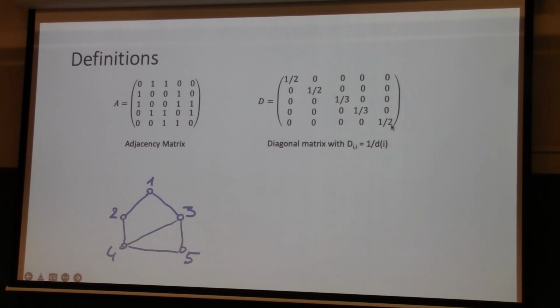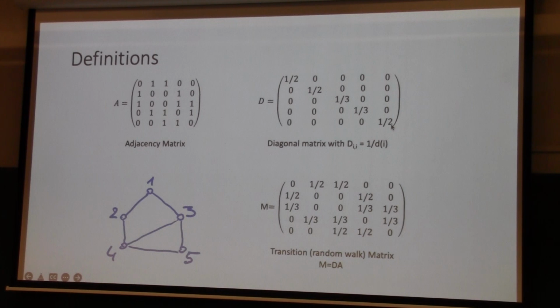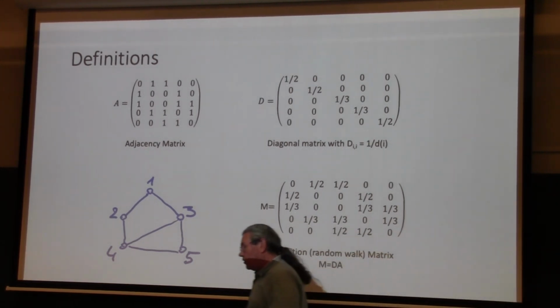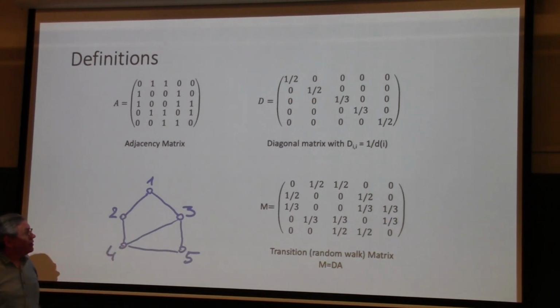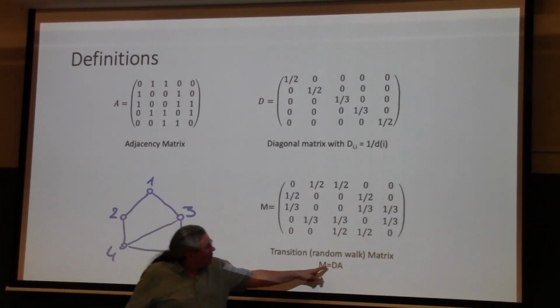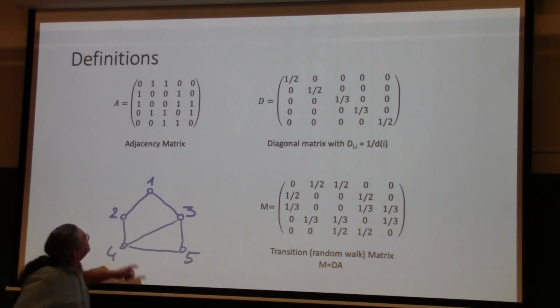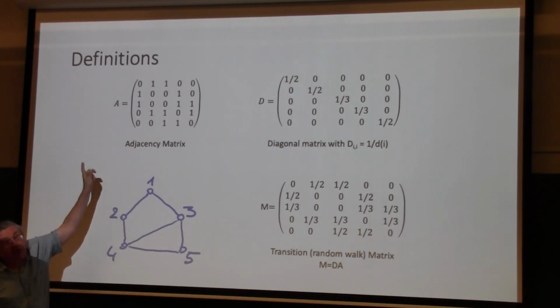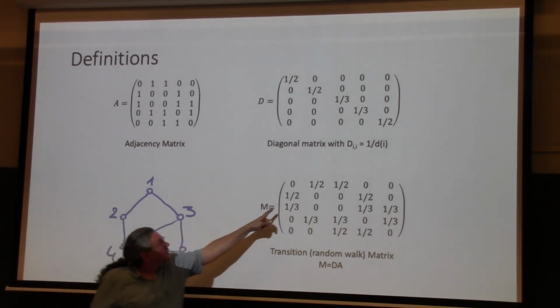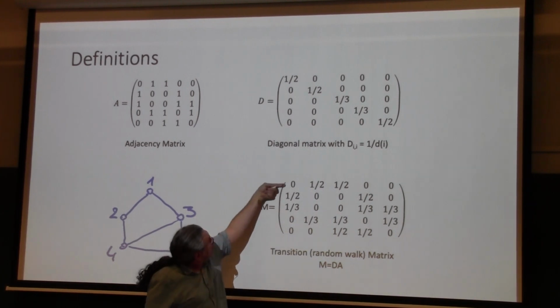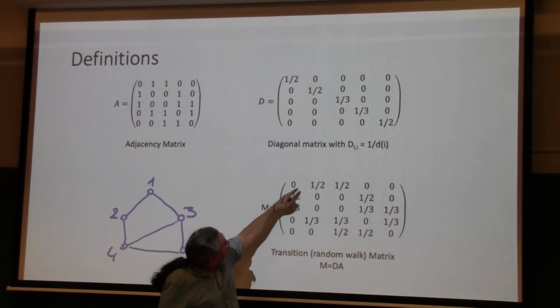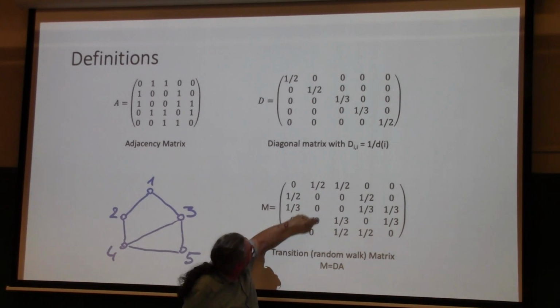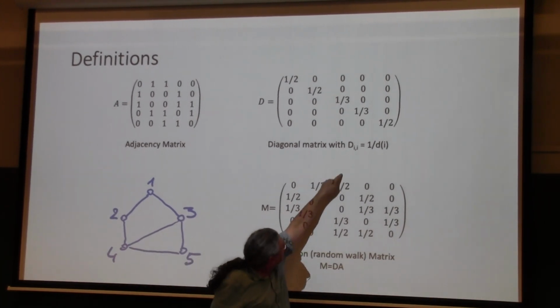So why am I introducing this matrix? Because it lets me define another matrix, which is called the transition matrix. This one is actually D times A. So what does it mean? Instead of ones, I now have probabilities. So if I'm in node 1, there's 1/2 probability I go to 2, and 1/2 probability I go to 3.